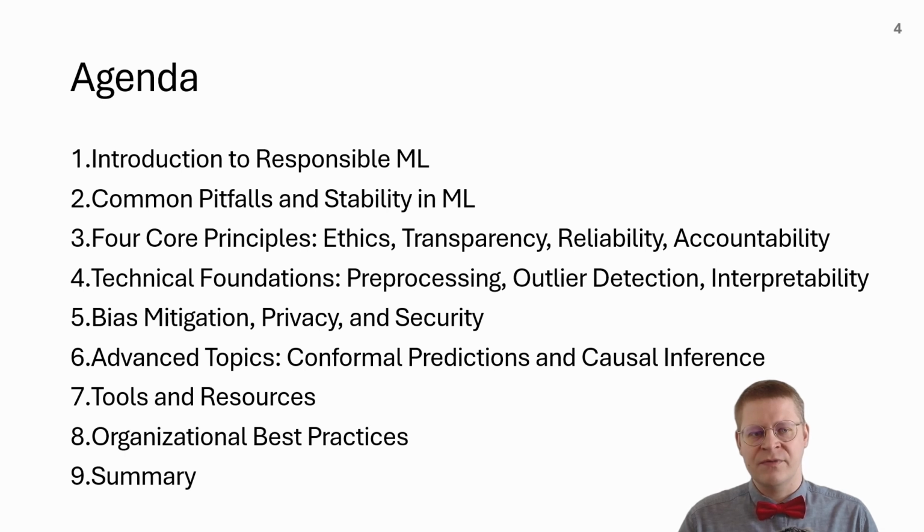Here is our roadmap for today. We will start with why responsible machine learning is critical and discuss the challenges it aims to address. Next, we will review global frameworks and technical strategies, including stability, fairness, and interpretability. We will conclude with tools, advanced methods like causal inference, and practical steps to implement responsible machine learning in your projects.